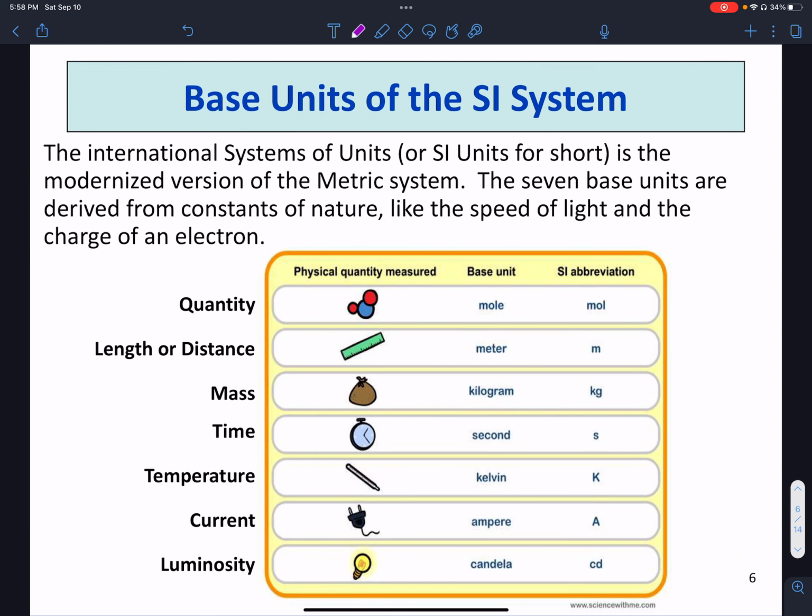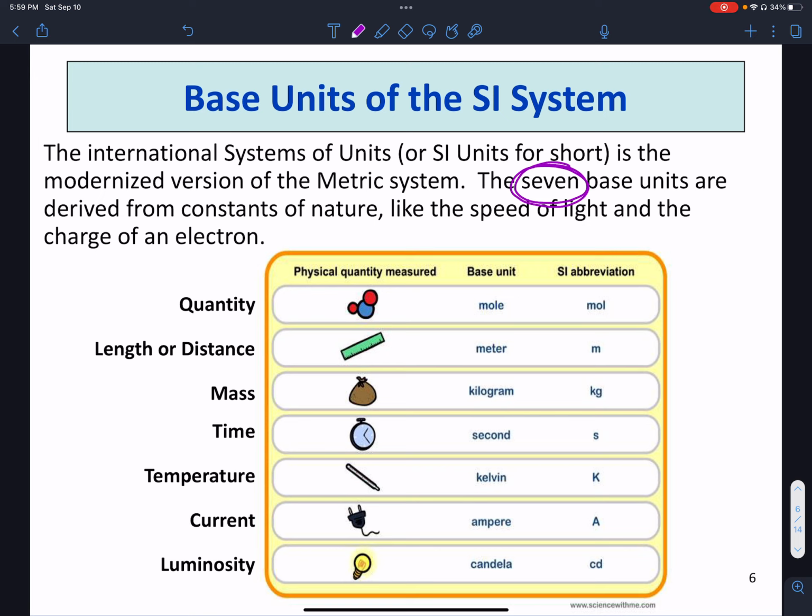All right, so let's talk about those base units. The metric system has been further streamlined into what's called the SI system, which is the International System of Units. It's the modern version of the metric system, and it includes 7 base units that are derived from constants of nature, such as the speed of light and the charge of an electron. So these 7 base units are shown in the table below.